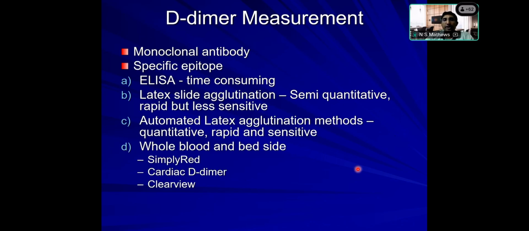People have moved on to latex slide agglutination. It's semi-quantitative, it's rapid, but it's less sensitive. Then there's of course the automated latex agglutination method, rapid and sensitive. Now you also have the CLIA platform, which is the chemiluminescence immunoassay platform, which is again highly sensitive and rapid.